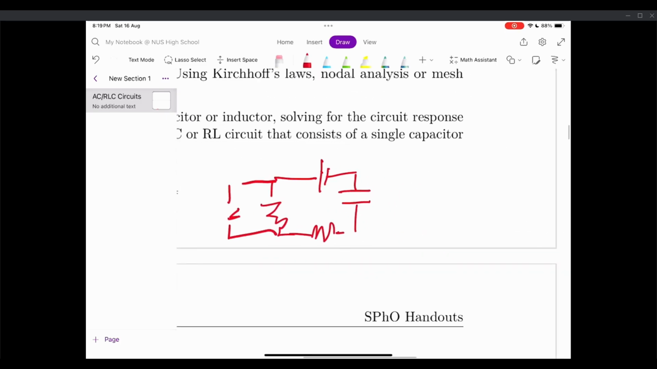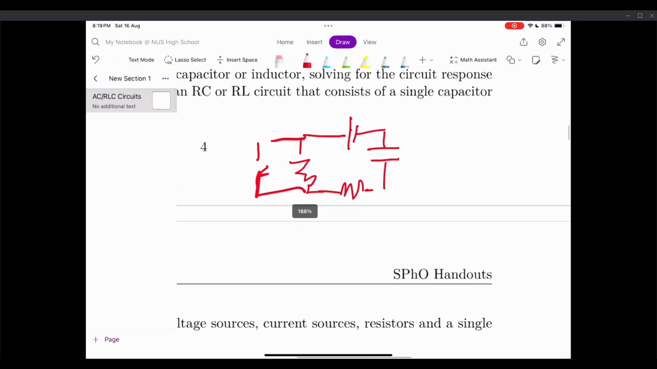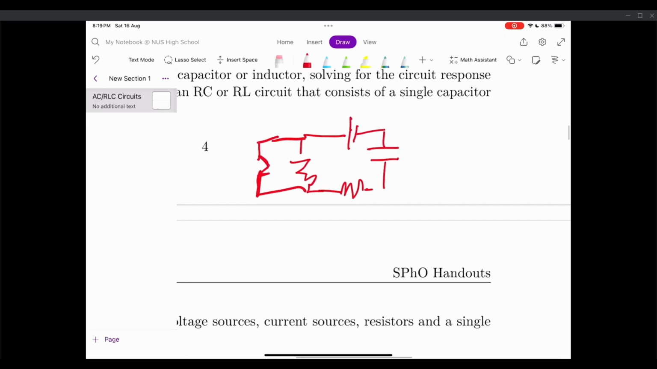What is wrong with this pencil? I don't know what the issue is.